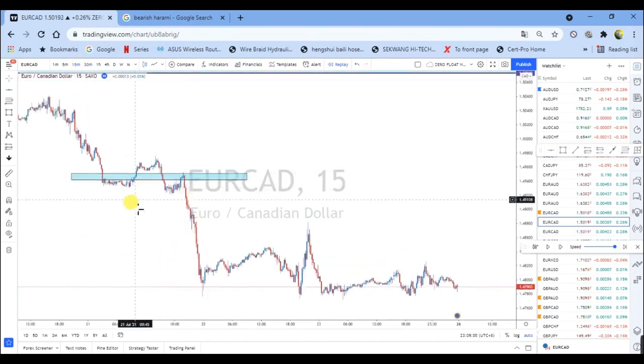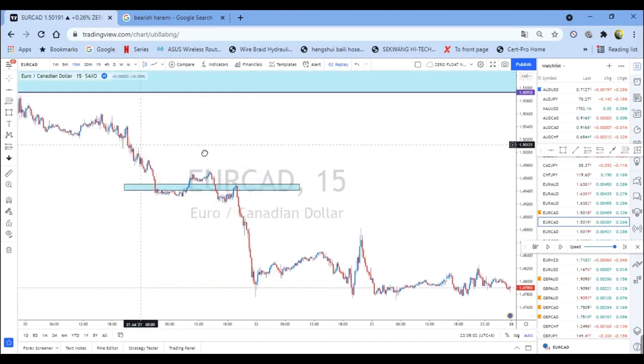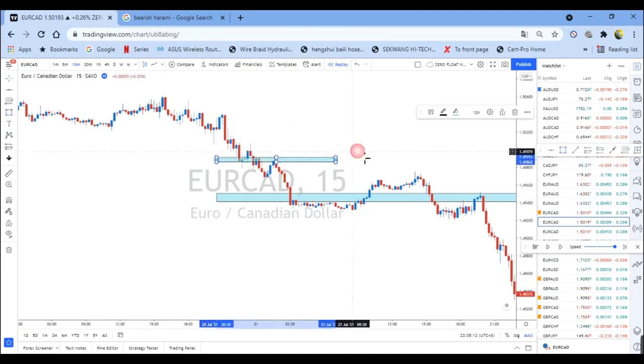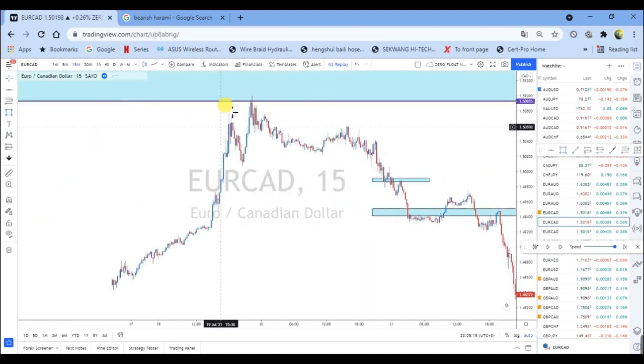Okay, so I'm going to show you some more examples of continuation setups. There are a lot of continuation setups even here. Here we go. We have SNRC1. This is a very beautiful SNRC1 continuation setup, after price has done a rejection on the H4.